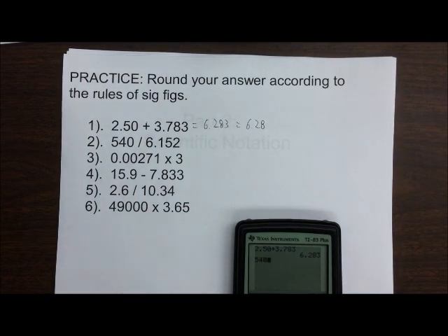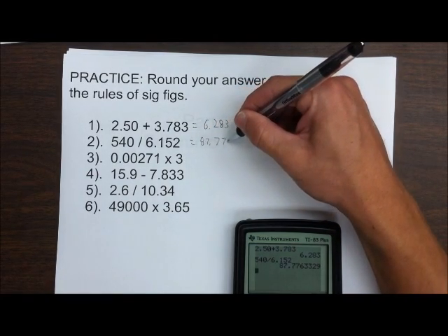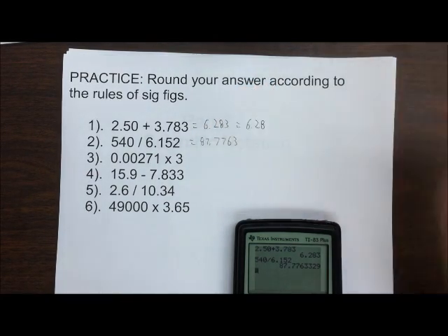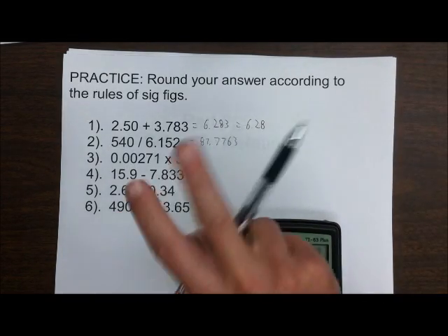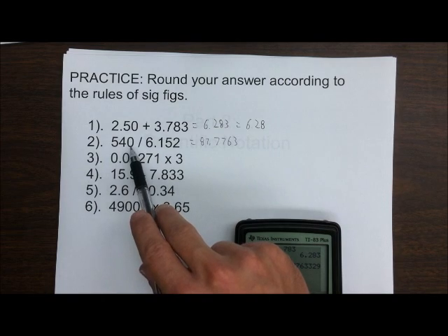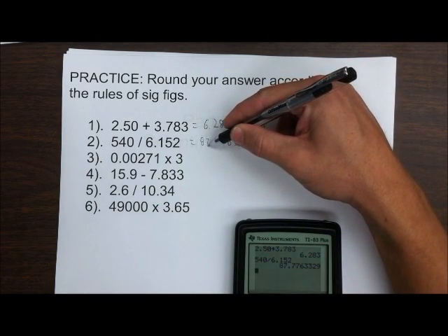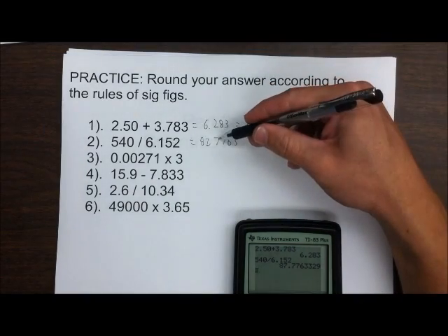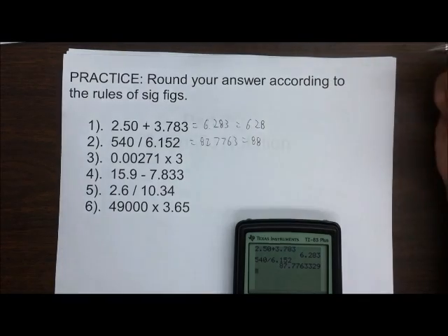Next one, 540 divided by 6.152 equals 87.7763, yada yada yada. However, 540 only has 2 sig figs. This is trailing, no decimal, so we want to count 1, 2. We're going to round the 7. Based upon this, it'll go up, so this will be 88.